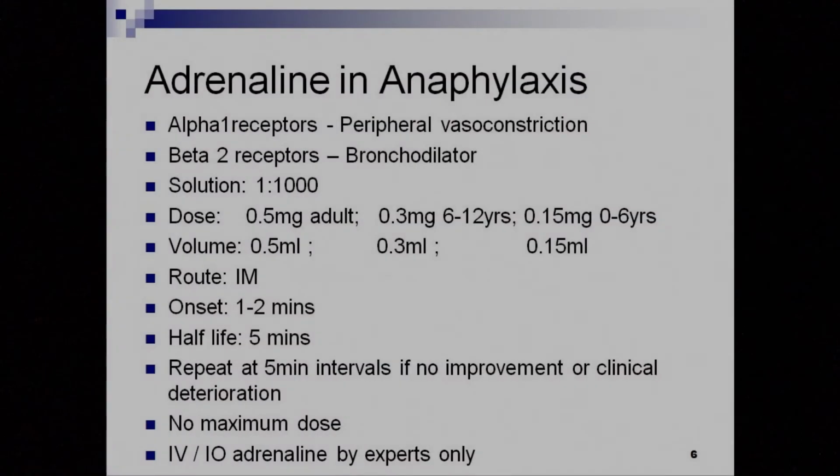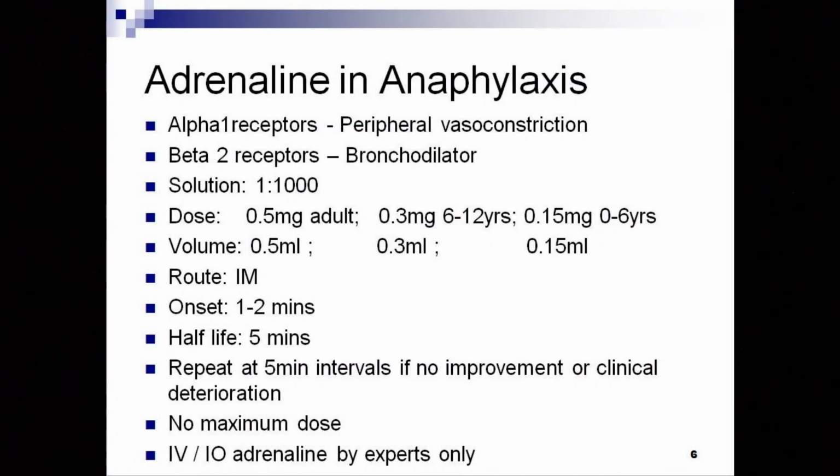The key element in treating anaphylaxis is to give adrenaline. Adrenaline comes in a variety of solutions and doses. The solution for anaphylaxis is 1 in 1,000. The dose for an adult patient is 0.5 milligrams. In terms of volume, that is 0.5 of a ml. If the patient is 6 to 12 years, we give 0.3 milligrams, which is 0.3 ml. If they're 0 to 6 years, we give 0.15 milligrams, which is 0.15 of a ml.